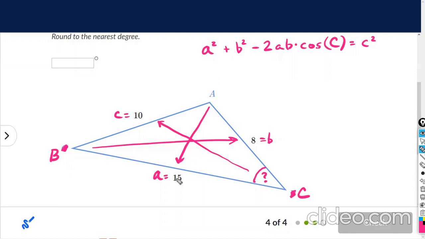So a squared is going to be 15 squared. b squared is going to be 8 squared, minus 2 times lowercase a, which we said was 15, times lowercase b, which we said was 8, times the cosine of C. C is the angle we're looking for. And that equals c squared, so it's going to be 10 squared.